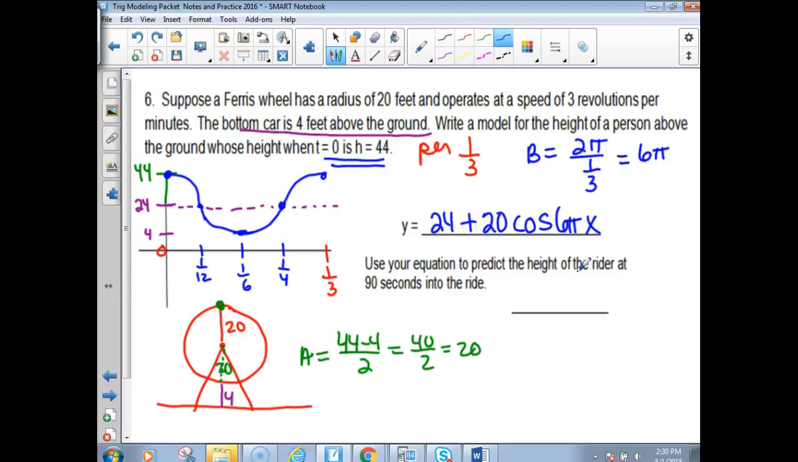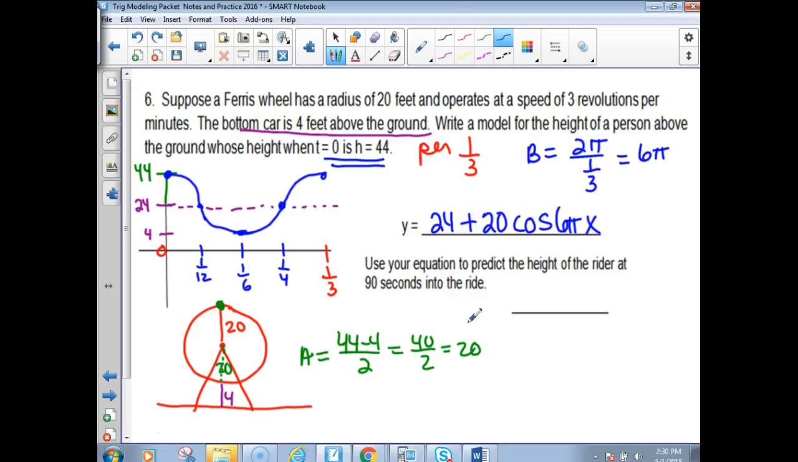Okay? If you can understand this, this kind of tells you forwards and backwards about graphing trigonometric functions, the applications. Okay? We made up a graph based on a word problem. We've now written an equation for it. That's really understanding the material.